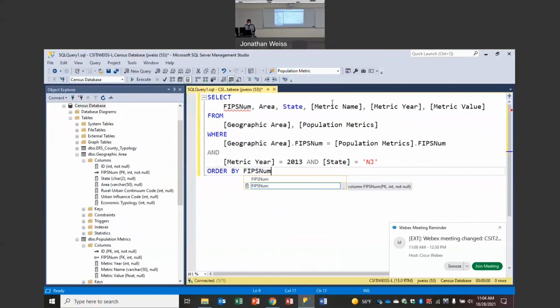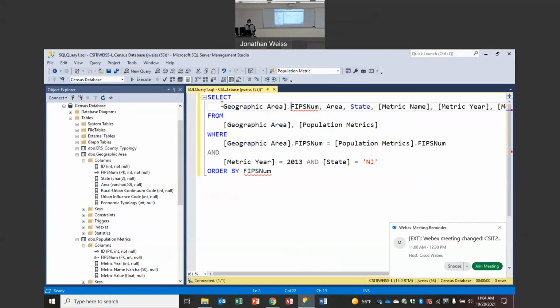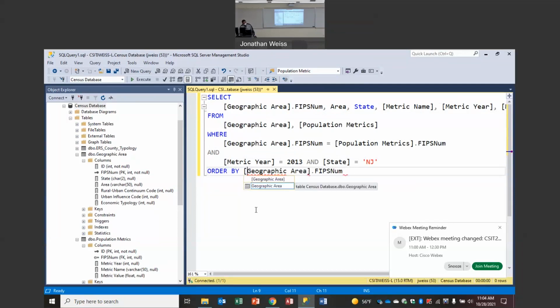Now we realize here, since we have two FIPS nums, for any place we have FIPS num, we have to make it clear which FIPS num we're using, whether it's the value from geographic area or the value from population metrics. So I'm going to make it clear that this FIPS num here is the geographic area one, and so is this one. Even though they're equal, we have to say which one we want. So that's the query. That's the whole query.